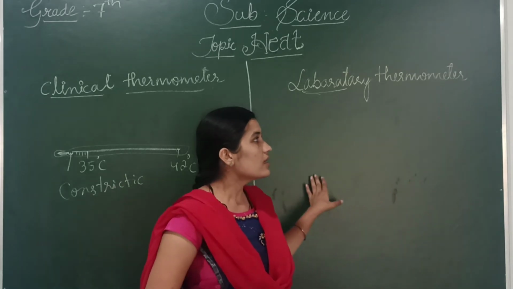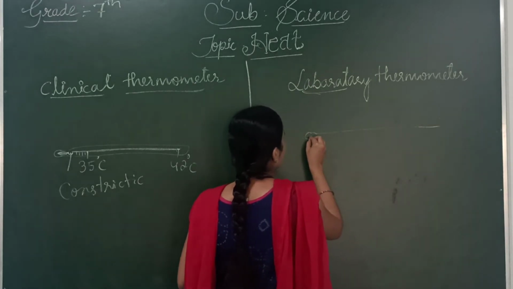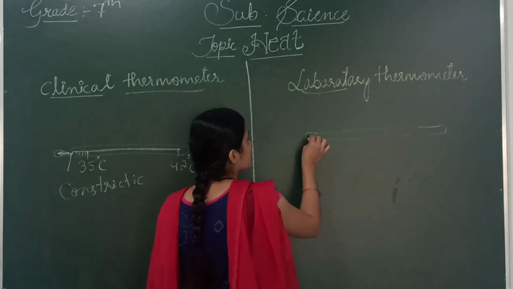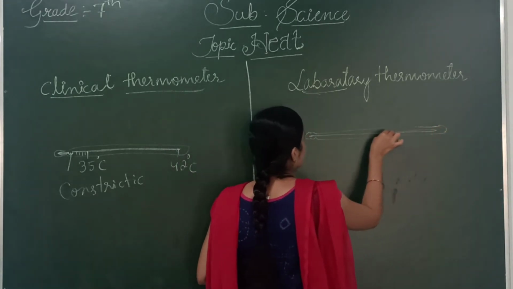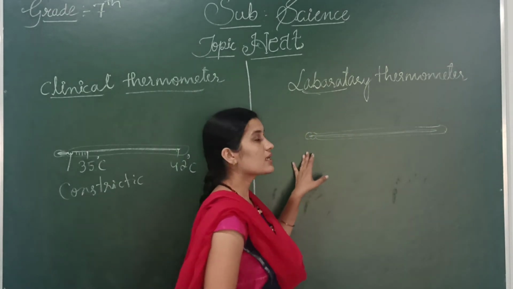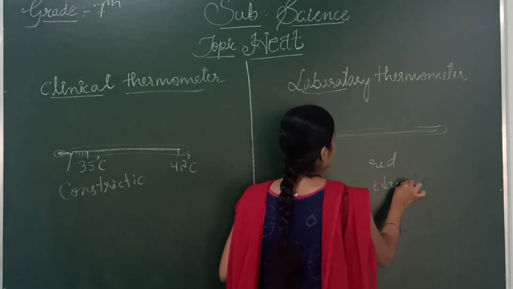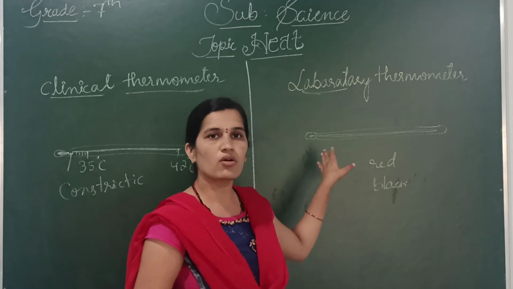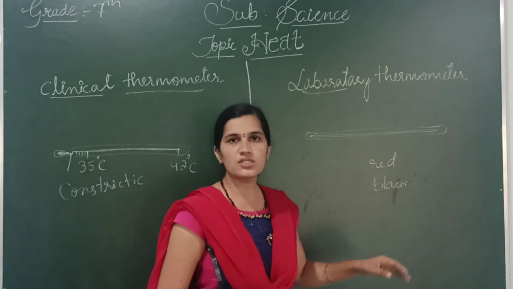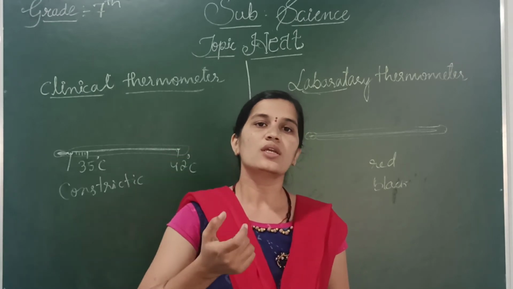Here, the laboratory thermometer is also an elongated tube, and inside it there is another tube which consists of mercury. Here the mercury is colored, that may be red or black. There are 2 types of laboratory thermometer, or it comes in 2 colors. The first one is red color and the second one is black color. I have shown you the red color thermometer in the laboratory in a previous class.